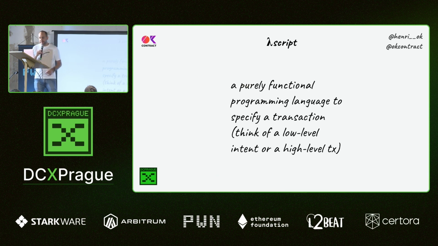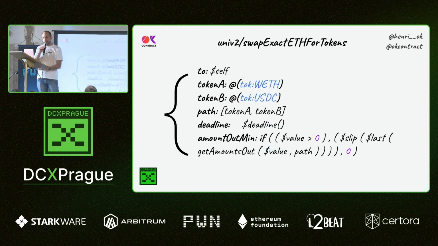So to specify the interactions, we introduced, in fact, a purely functional language, which we call Lambda script, and which is kind of, let's say, a low-level intent of the transaction or a high-level definition of the transaction. And just to give you one example, I could do add liquidity as well. It's on the next slide.